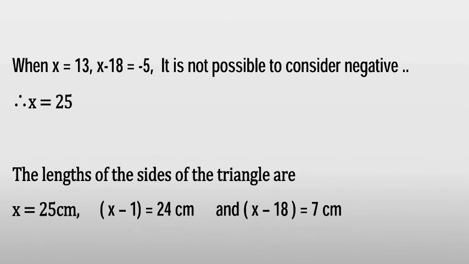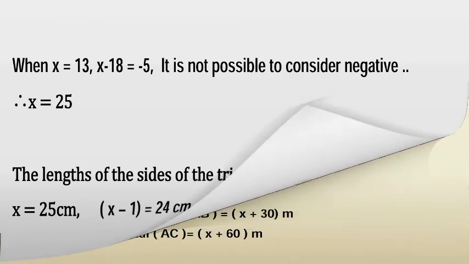So when x is 13, x minus 18 will be equal to minus 5. It is not possible to consider the negative value. So consider only the positive value x as 25. So the lengths of the sides of the triangle will be x, 25 centimeter, x minus 1, 24 centimeter and x minus 18, 7 centimeter.